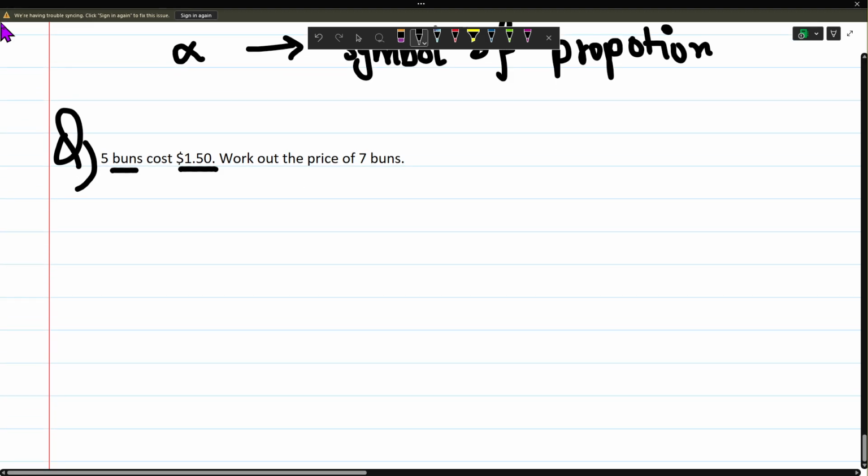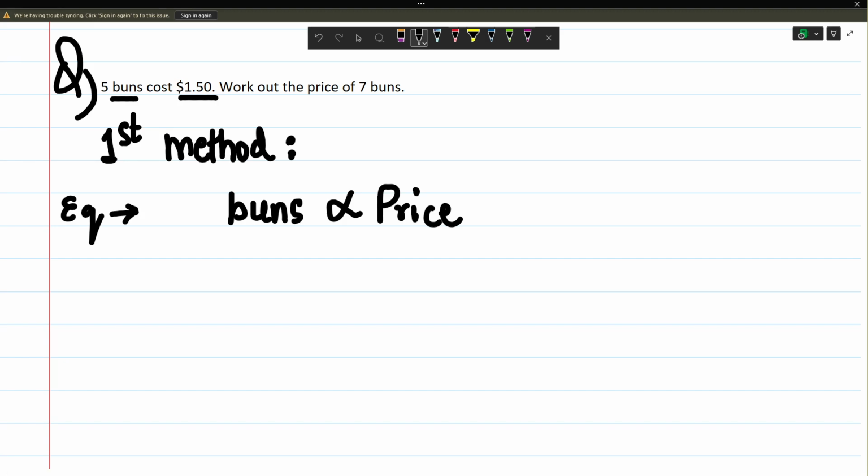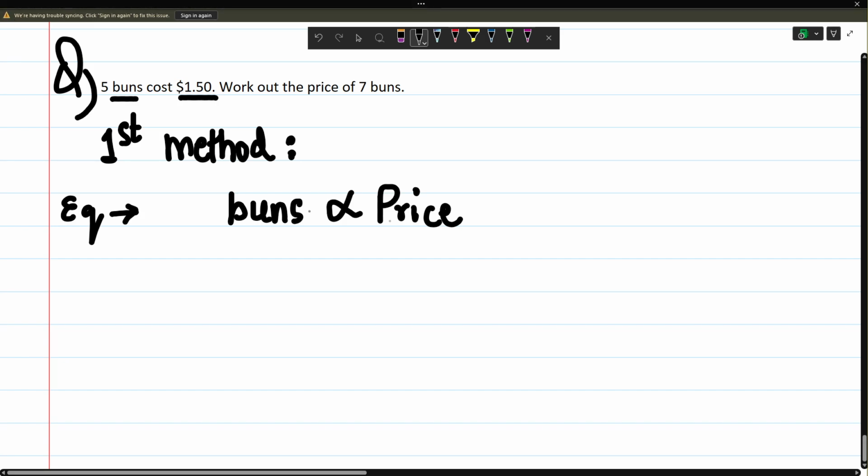Now we are going to first do the first method. The first method is to make an equation, right? The equation is buns ratio price, right? This will be our base equation, क्योंकि हमारे पास buns हैं और उसके बाद हमारे पास ratios हैं. So buns is to price. ये मैंने बीच में proportionality का साइन लगाया. अच्छा, keep that in mind.